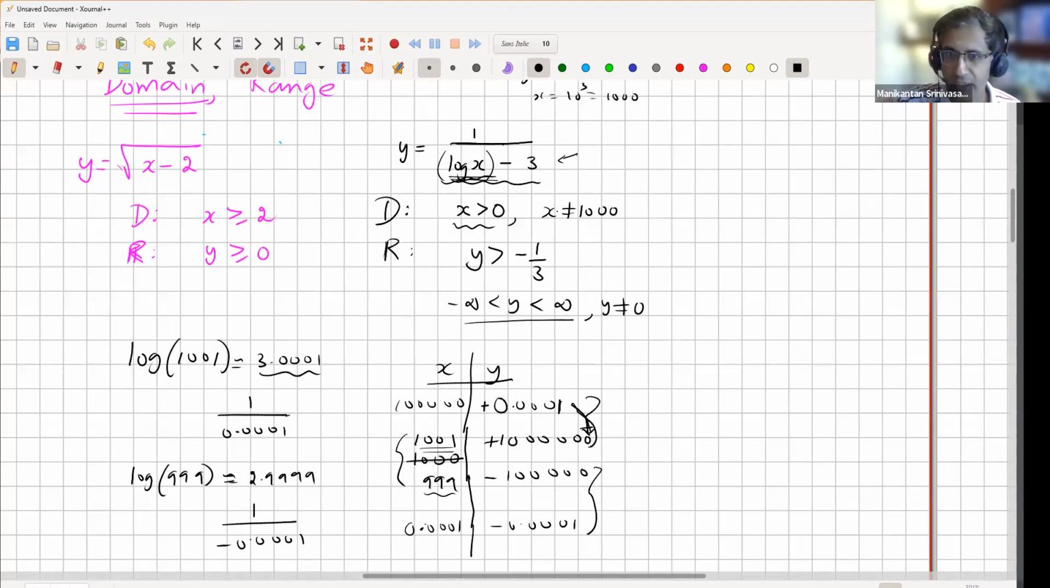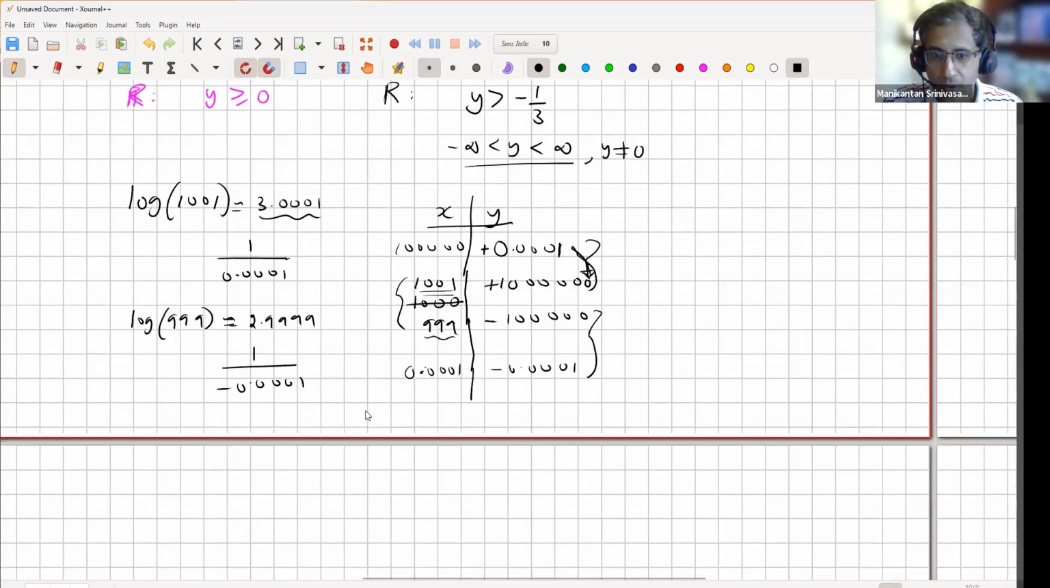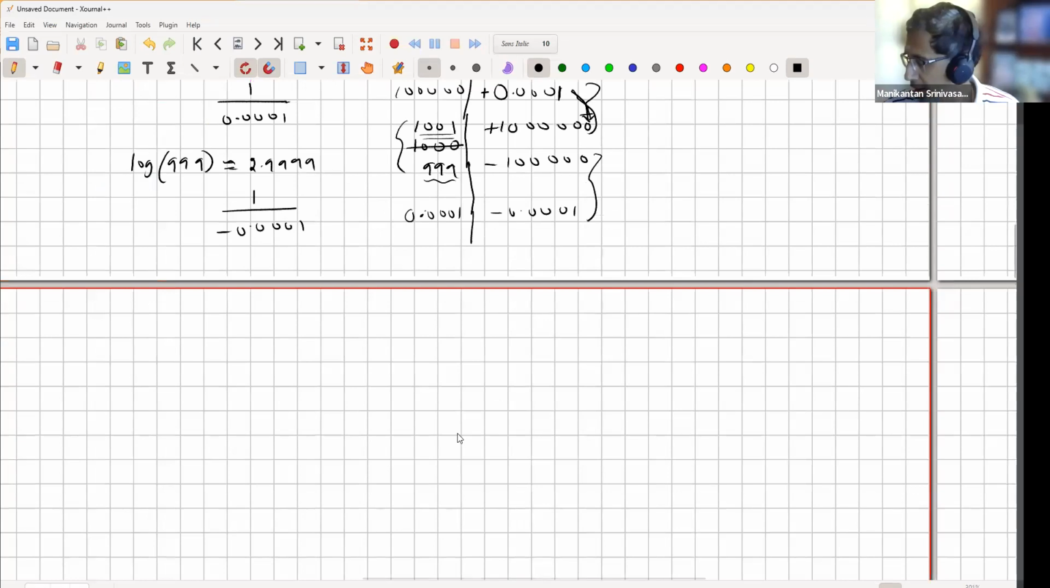So don't worry too much if you didn't fully get this. Okay, so I want to cover the concept of domain and range. That's the main thing. Now let's do composite functions, right?